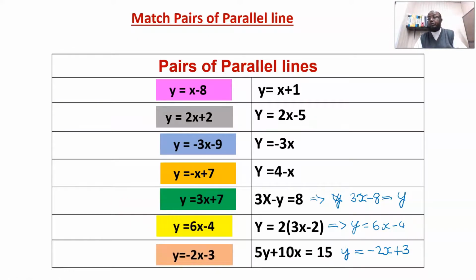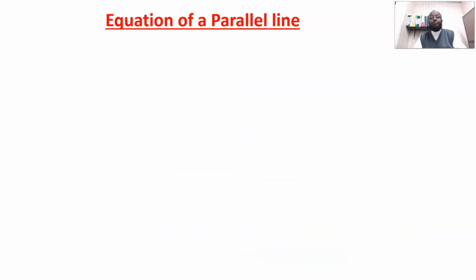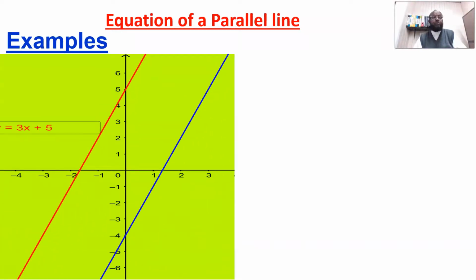This is how you recognize parallel pairs. It's very important. Now we are going to use the information that we have learned, which says parallel lines have the same gradient. Here I have two lines, a red line and a blue line. The red line says y equals 3x plus 5. Now the question is: find the equation of the blue line. Those two lines are parallel.